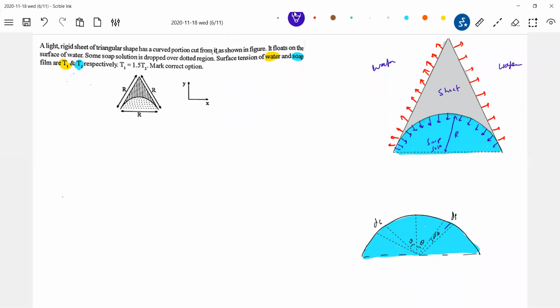So here the force will be df. This is df. If you further extend this line, the resultant force, how should it be? Vertically down. The resultant force should be vertically down. Therefore this should become equal to df dash, we'll write it. So df equals 2 df dash cos theta. What is df dash? Surface tension into length dl.